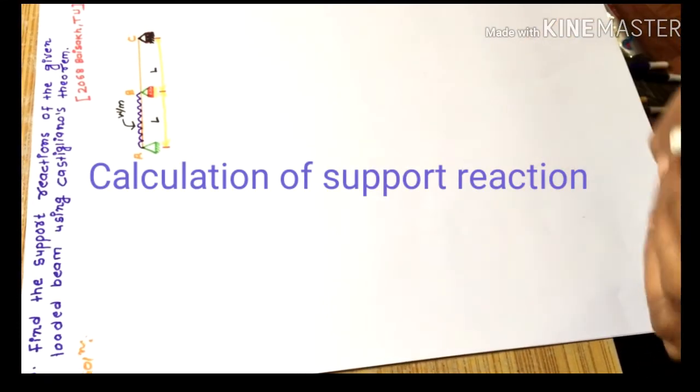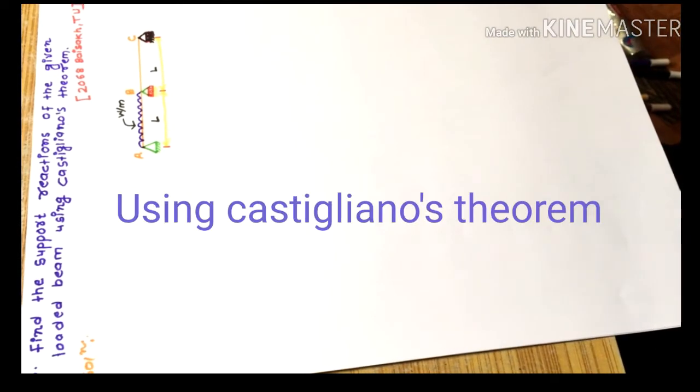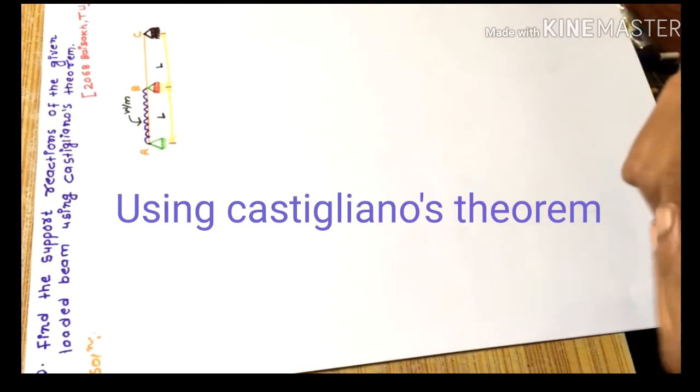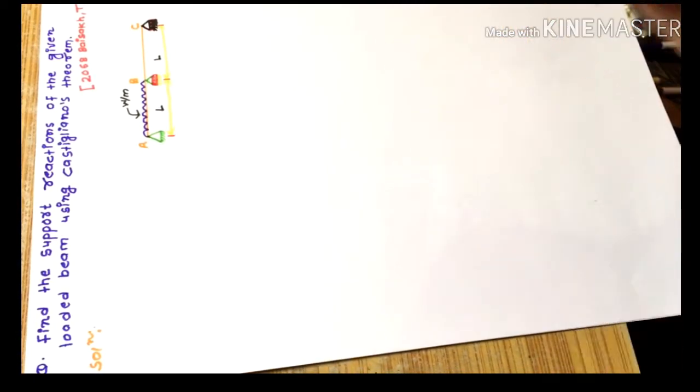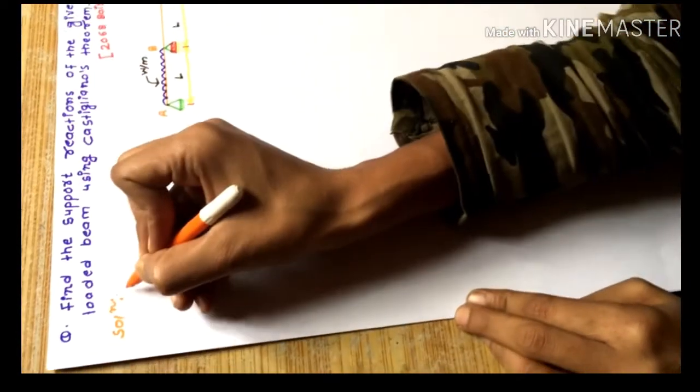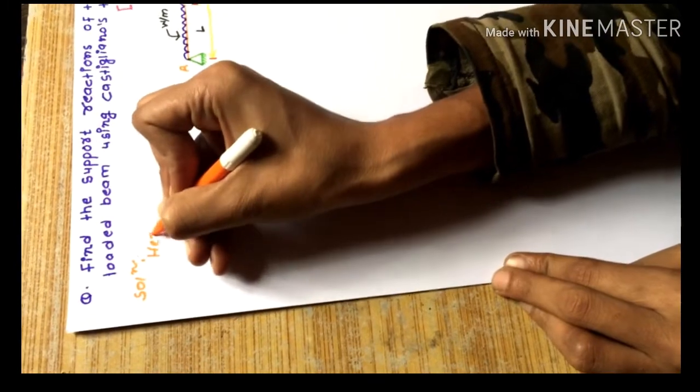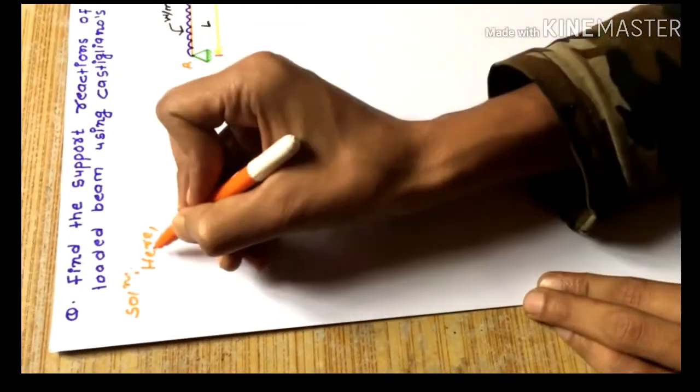In this video, we will discuss the techniques of calculating support reaction using Castigliano's theorem. So let's start this numerical step by step. Here in the figure we can see a number of reactions.